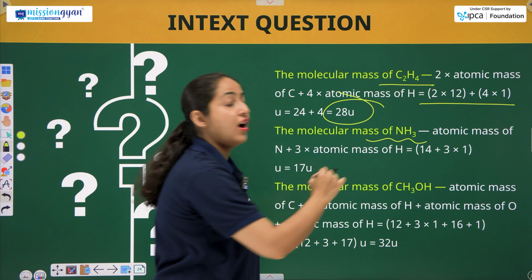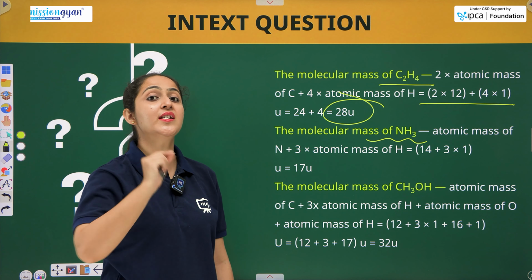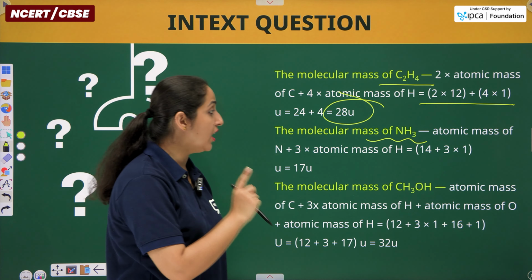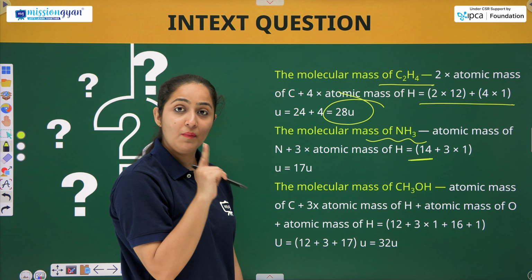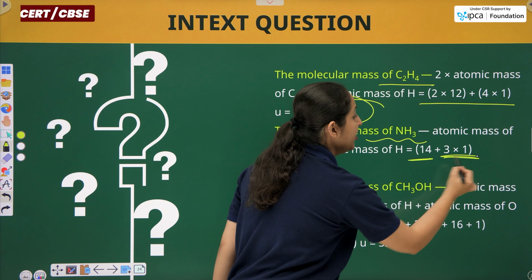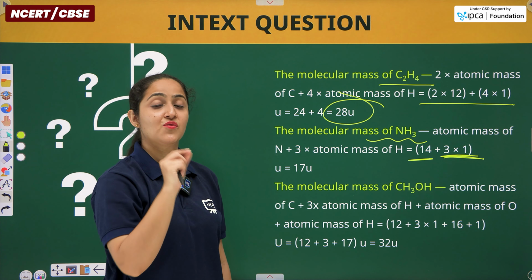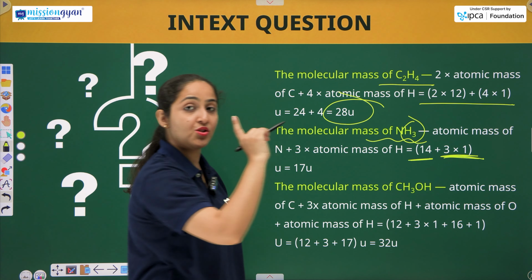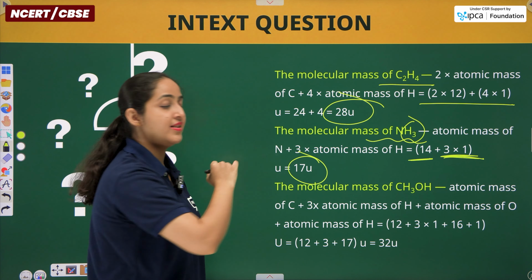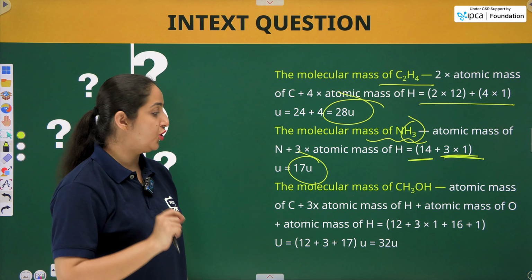Molecular mass of ammonia, NH3, is what, students? Ammonia molecule. So the molecular mass will be 14. 14 is the atomic mass for nitrogen, and 3 into 1, which is the atomic mass for hydrogen, multiplied by 3 because there are 3 atoms of hydrogen. So we get the mass as 17U.